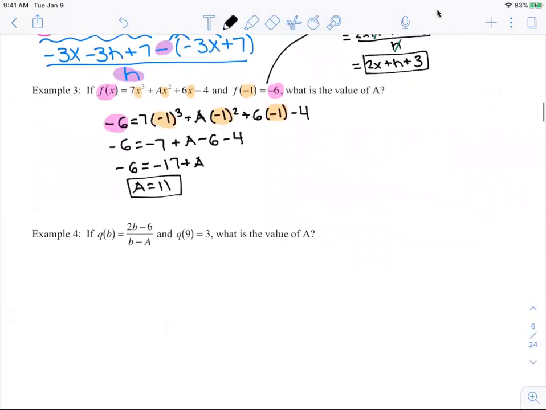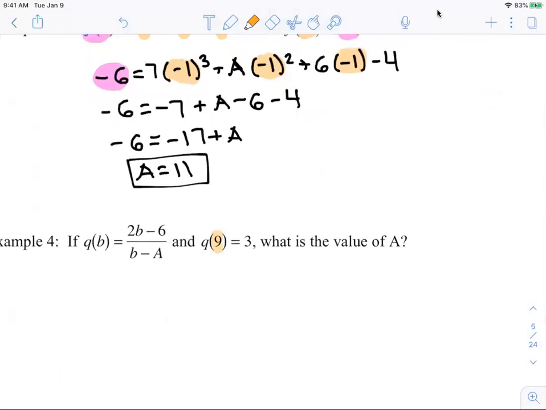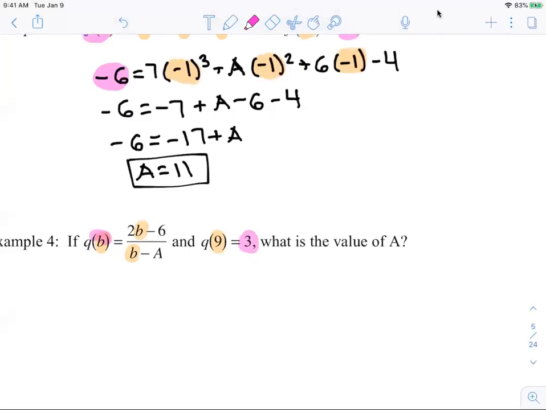Okay, so example 4 is going to be similar to that. There's just an extra step in the beginning that I'm going to help you with. Again, you're going to start by replacing. The 9 is in the place of the b. So where you see the b, you're going to put a 9. And the 3 is the output. That's this entire piece is going to be 3 here.